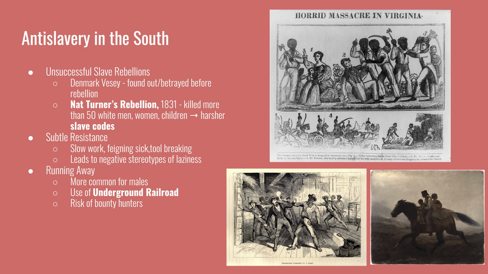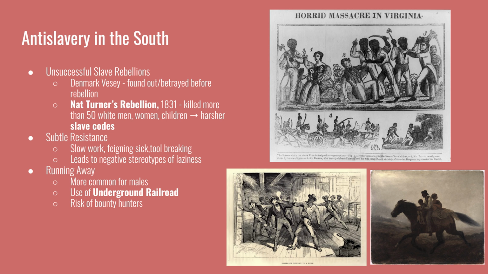While on plantations, they could work slowly, pretend to be sick, or break tools, and it would lead to negative stereotypes of laziness of enslaved people. These negative stereotypes would then be ascribed to all people who were black because the main experience of the enslaver was that the people who were enslaved would not do the work that was assigned to them. Another way in which people could resist their enslavement was by simply running away.